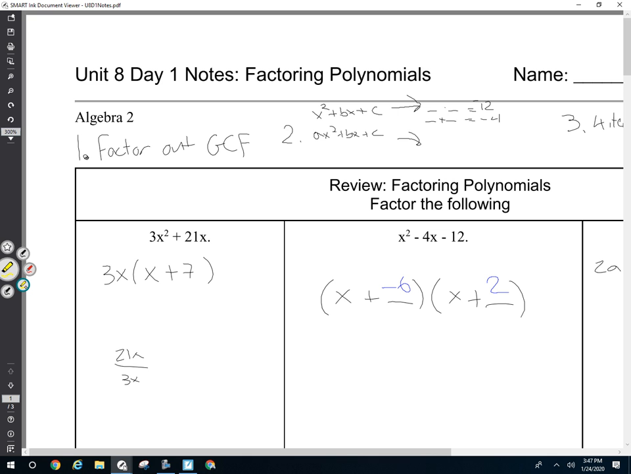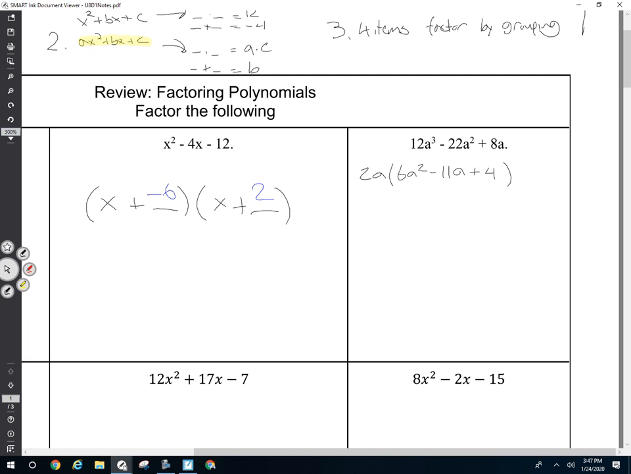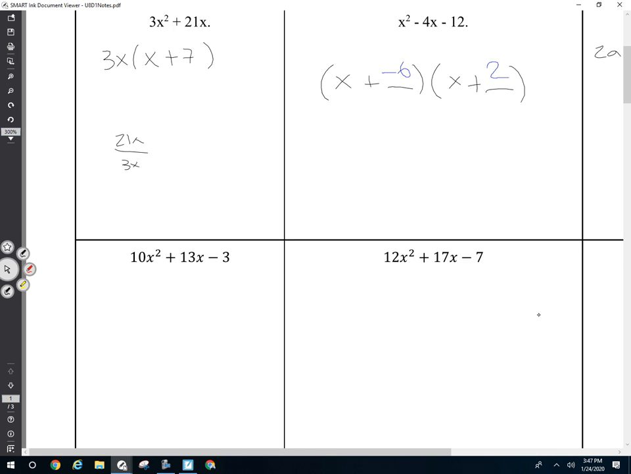Now, if it's ax squared plus bx plus c, we are going to do the same number puzzle. But the two numbers need to multiply to get a times c, and the two numbers need to add to get b. This is what we've done before. Okay? So let's go back to the middle ones.